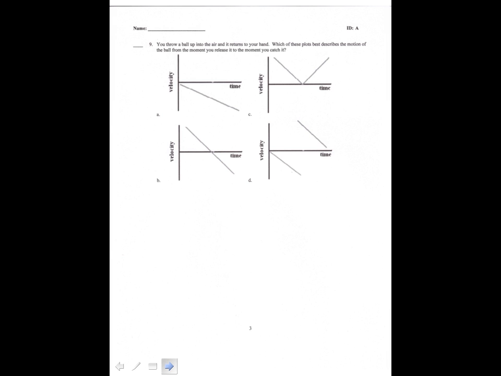Alright, you throw a ball up in the air and it returns to your hand. Right, you throw a ball up in the air, goes up, and comes back down. Which of these graphs represents its motion? Well, initially, you have a positive velocity with a negative acceleration. So this one right here has a negative acceleration because the slope is negative, but it also has a negative velocity, so that one can't be right.